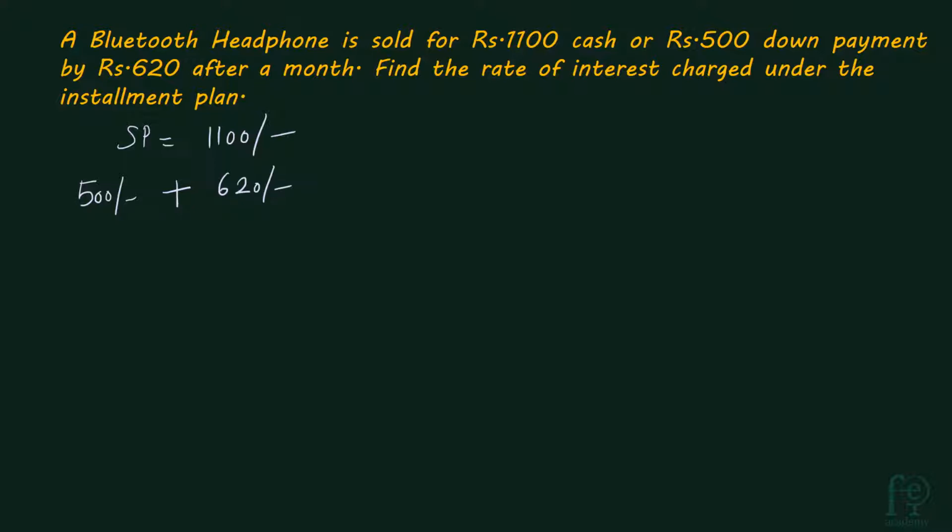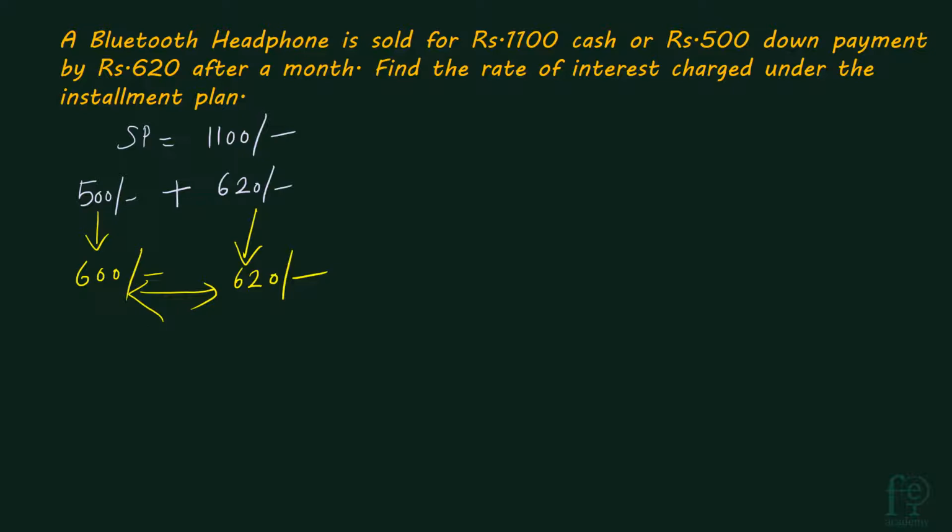So you have an option: you can give 500 as a down payment followed by rupees 620 after a month. Once you are giving 500, then what is the remaining amount? The remaining amount to be given is 600. But instead you are giving 620 after a month. So there is some interest involved. Instead of 600, you are giving 620. So you have to find the rate of interest charged under this installment plan.